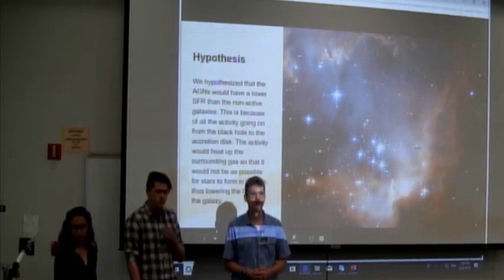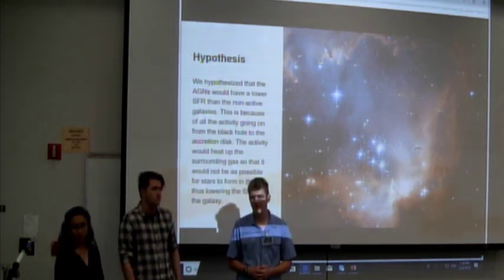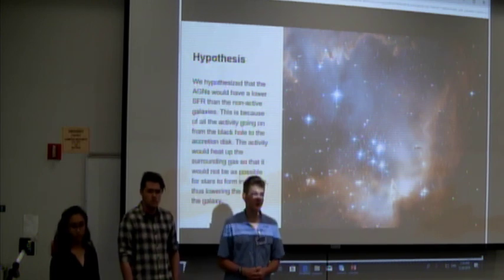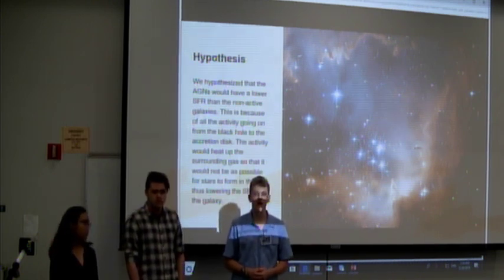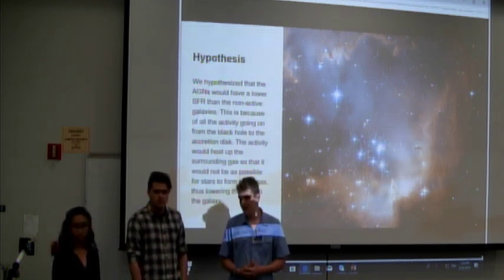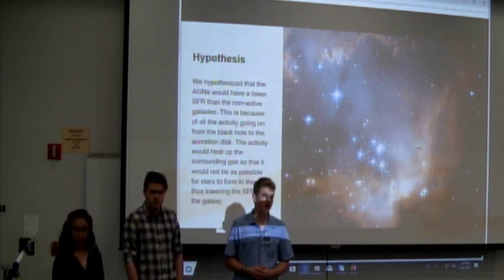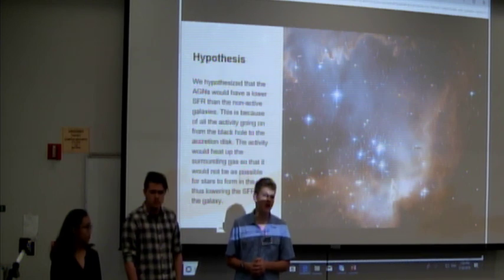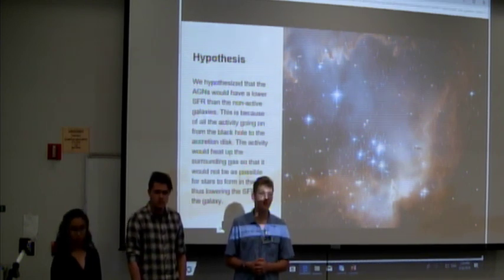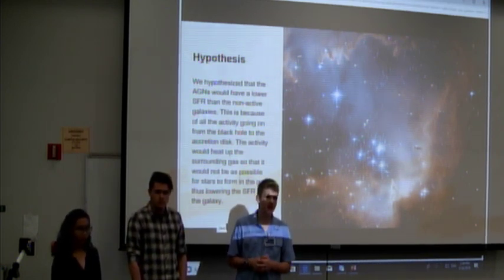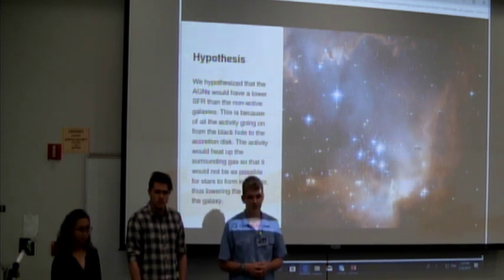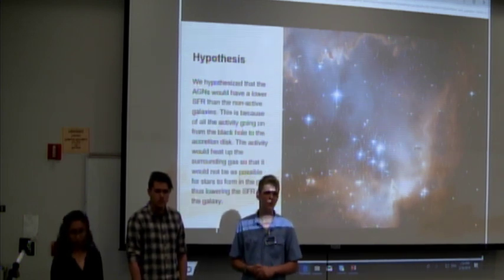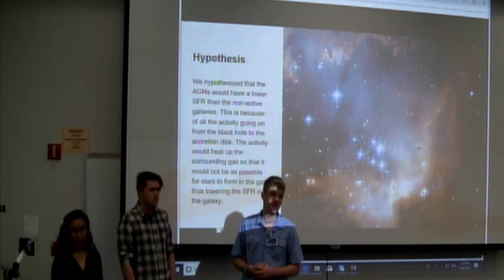So we hypothesized that the AGN would have a lower star formation rate than a non-active galaxy. We hypothesized this because the accretion disk of an AGN produces so much heat that it heats the gas around the galaxy and prevents young stars from forming.